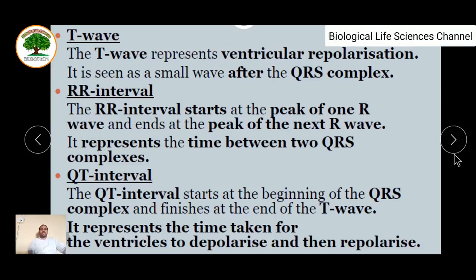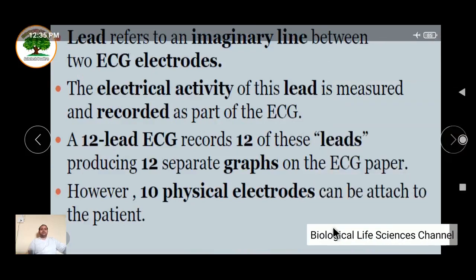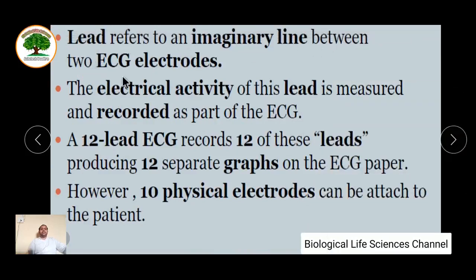Okay, so now let's see the lead that is present here. The lead is the imaginary line between two ECG electrodes that is taken as a central axis, and the electrical activity of this lead is measured and recorded as a part of the ECG. So generally nowadays 12-lead ECG records are taken, producing 12 separate graphs on the ECG paper, however only 10 physical electrodes are attached to the patient.